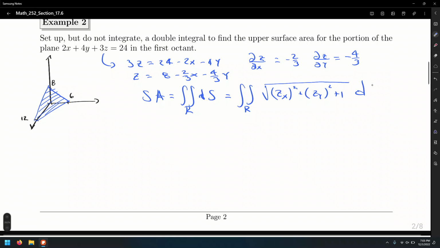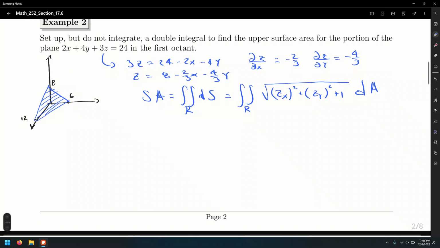And that's dA for now. We will take care of the iteration in a second once we substitute, and then we still have to have a look at the projection in the xy plane so we can see the bounds dy dx.